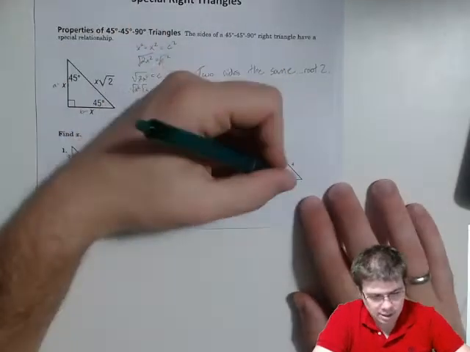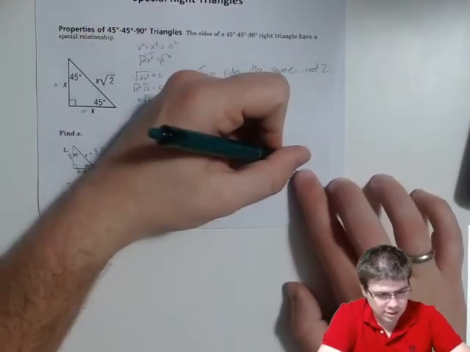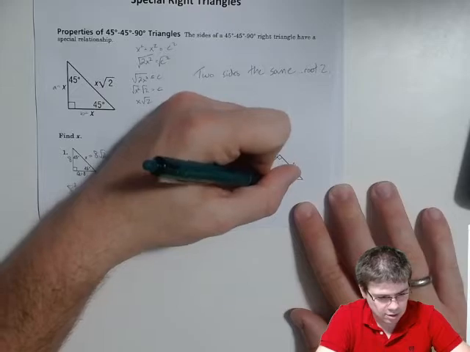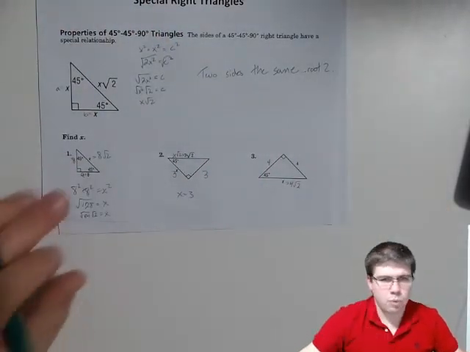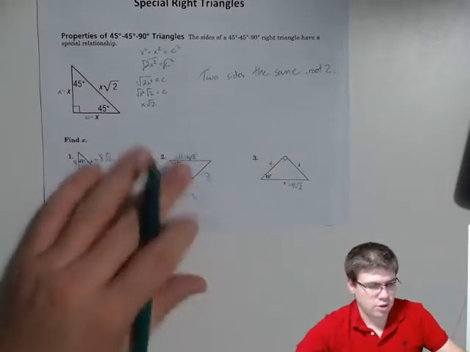This side, if this is a 45, 45, 90, and if that's 4, this is 4, this is going to be 4 root 2. And we can quickly get through what that's going to be. You could also show that another way.